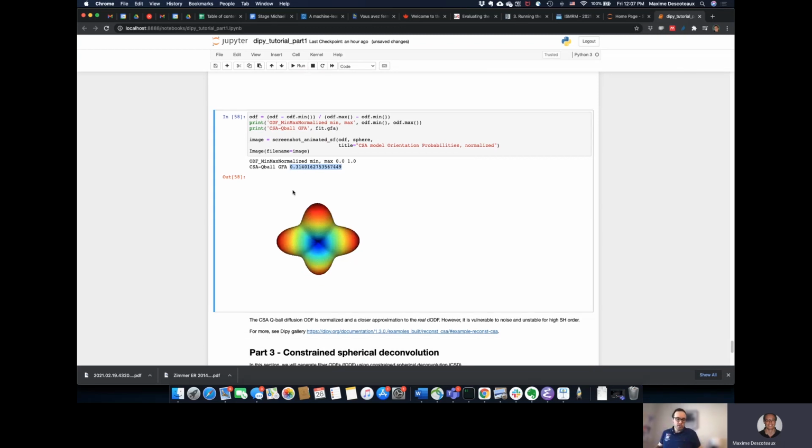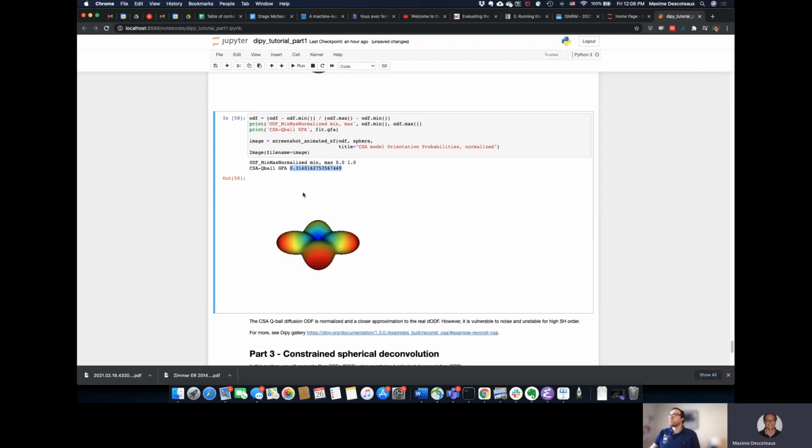So in practice, I almost never use the standard cue ball model. I use this constant solid angle model to extract the generalized FA. Or I just use the Funk-Radon transform to have a feeling of what's in my signal, because it's probably the most model-free way to extract some notion of orientation in your voxel. All right, so we can break here.